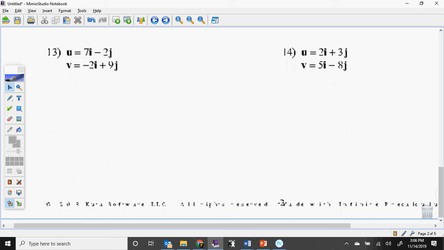Alright, number 13. So again, our formula: theta equals inverse cosine of u dot v over the magnitude of u times the magnitude of v. I'm sorry, my u's and v's look the same sometimes.